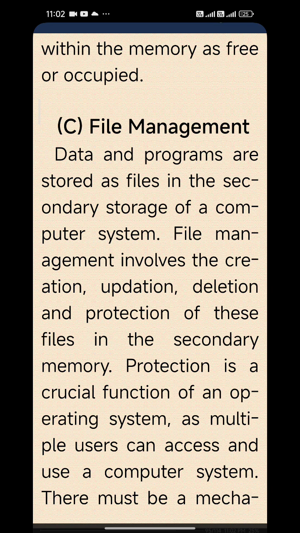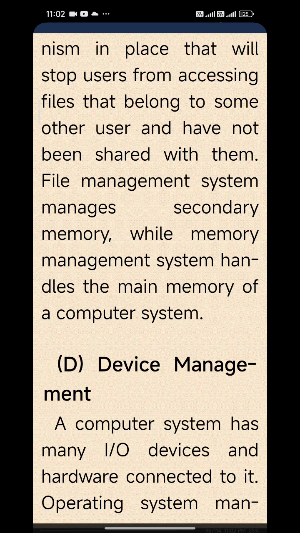There must be a mechanism in place that will stop users from accessing files that belong to some other user and have not been shared with them. The file management system manages secondary memory, while the memory management system handles the main memory of the computer system.